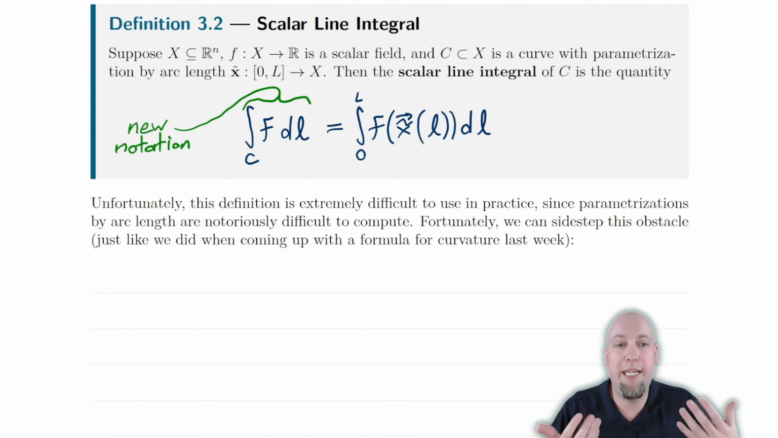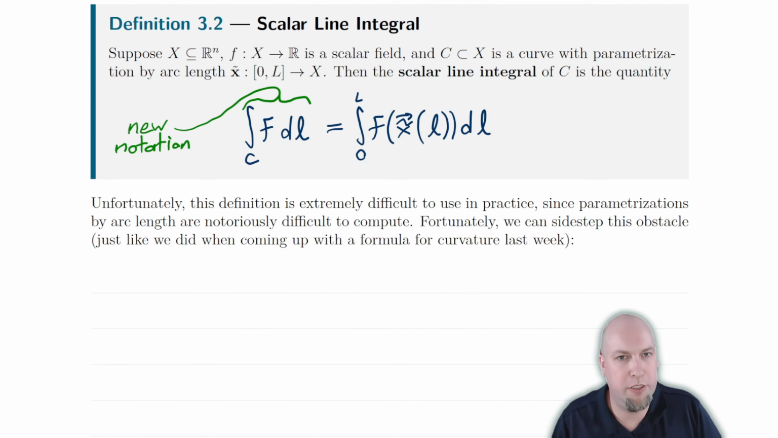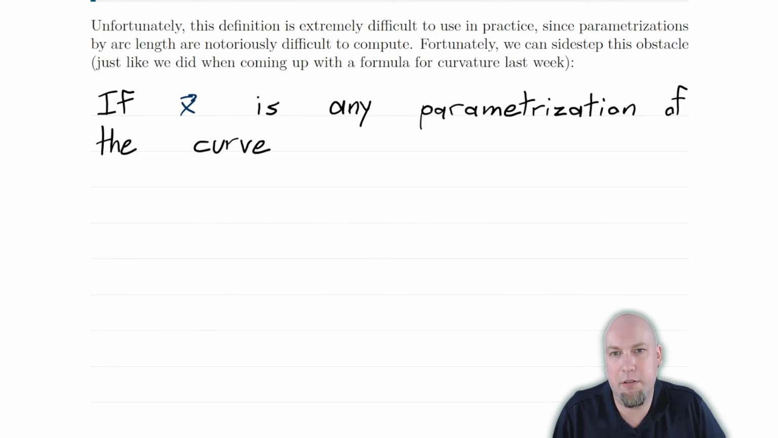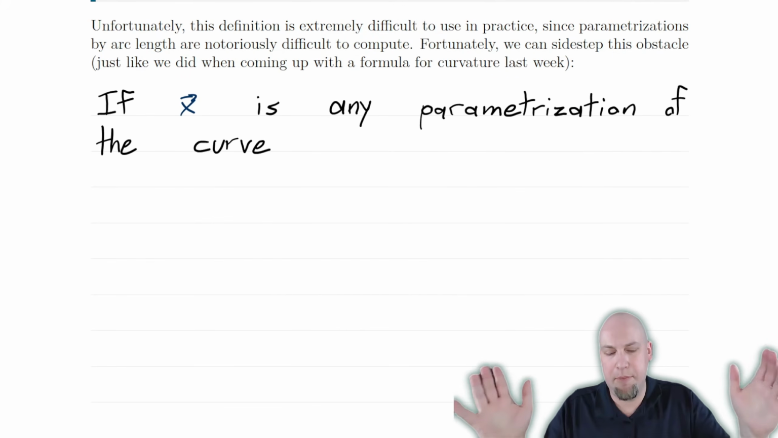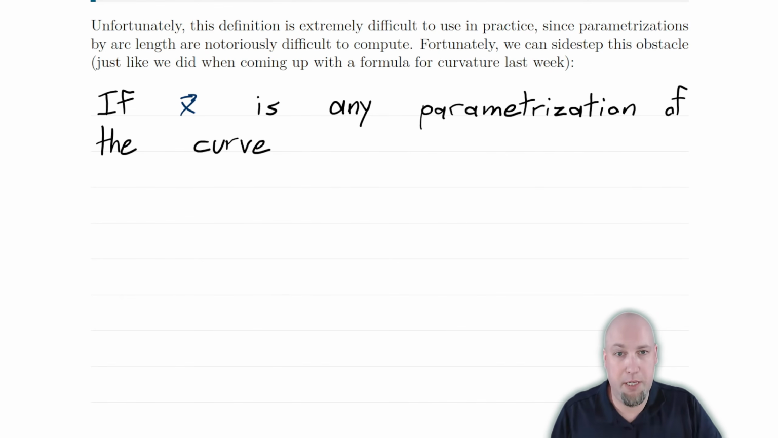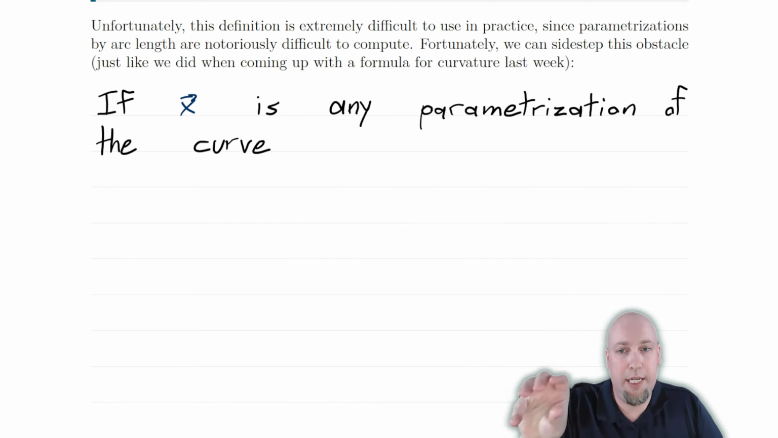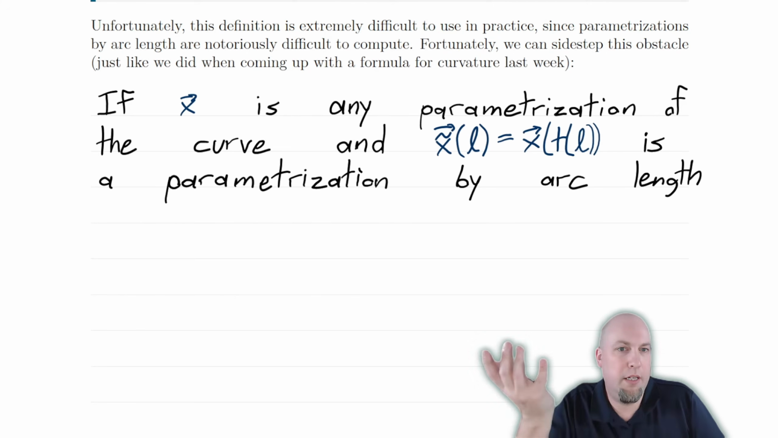Okay, so how can we get around this? It's very similar to how we got around this problem when we were trying to define and compute curvature last week. What you do is just do a change of variables in the integration. So what I'm going to do is say, suppose I've got just any parameterization of the curve now, and I would like a way of computing the scalar line integral directly from that. I want a formula that just involves x and things I can compute from x. Okay, what you do is you say, okay, great.